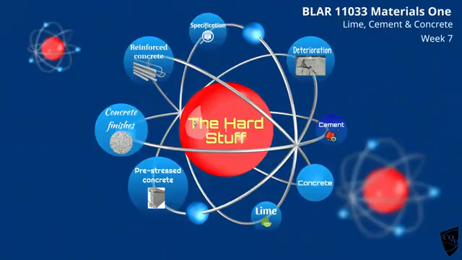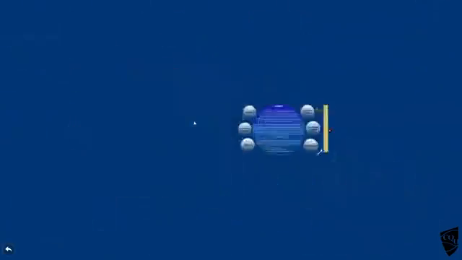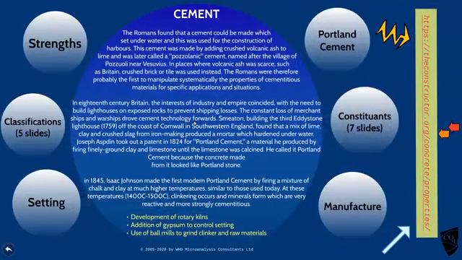That's lime. Let's have a look at cement. Now, the Romans used cement. The Romans were well into cement. They actually took lime and then developed an early form of cement because they needed something that would set underwater, because they were building lots of harbours and things like that.